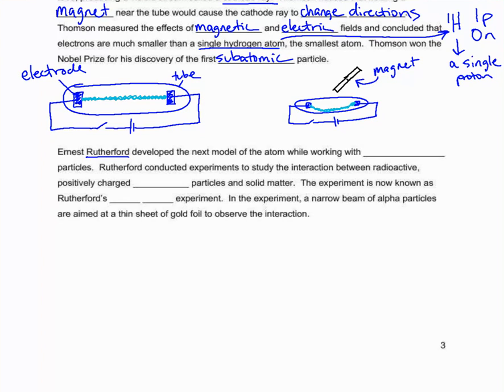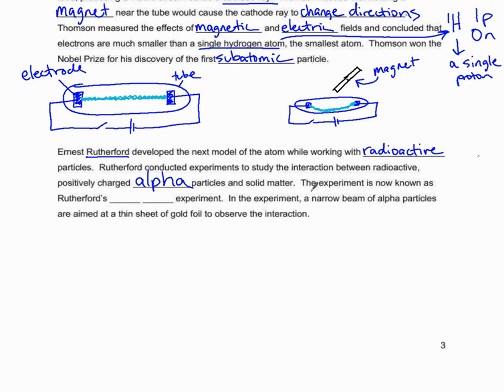Rutherford developed his model of the atom while working with radioactive particles. So Rutherford is conducting experiments and looking for an interaction between radioactive, positively charged alpha particles. This is their name, alpha particles. And how do they react or interact with solid matter?